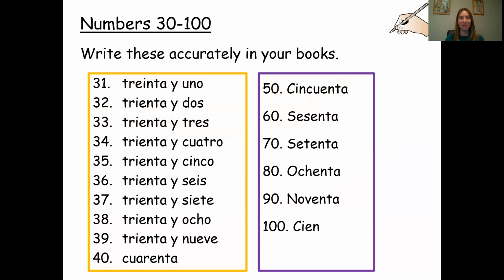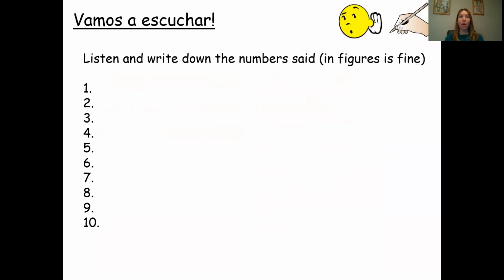Muy bien, continuamos. So, vamos a escuchar. Now we're going to do a listening. So, as in the previous lesson, I will say the number and I would like you to write down what I've said. Writing it just in figures is absolutely fine, okay? So if I was to say the number 10, you could just write 1 and 0, okay? Except I'll be doing it in Spanish. Okay, ¿listos? Ready? Excelente.